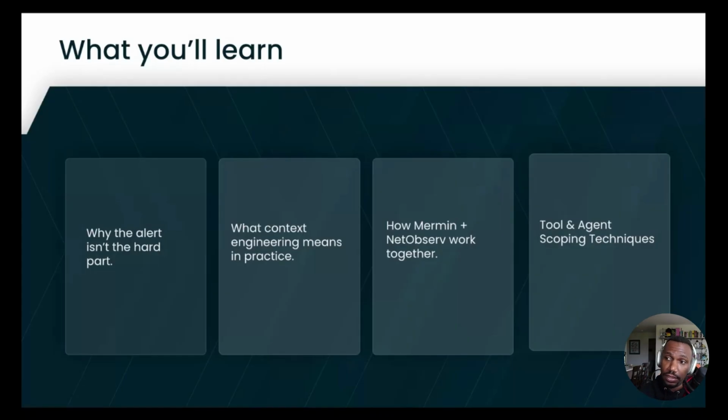to our AI agents? And then in that, what tools do you need in order to provide them the necessary context to investigate further? And in that point, we'll talk more about how you can get value in your Kubernetes environment with Mermin, as well as how we enrich that information with NetObserv. And lastly, we'll talk about some tool and agent scoping techniques.